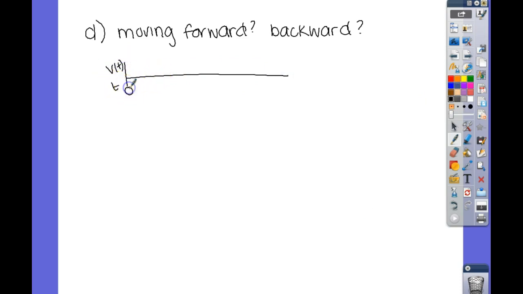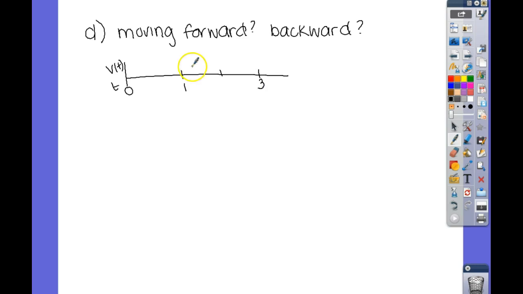We start at 0, and I know that the particle is going to change directions at 1 and 3 possibly. Not for sure, but possibly. I already know the velocity at 2 and the velocity at 4. At 2, velocity is -3.